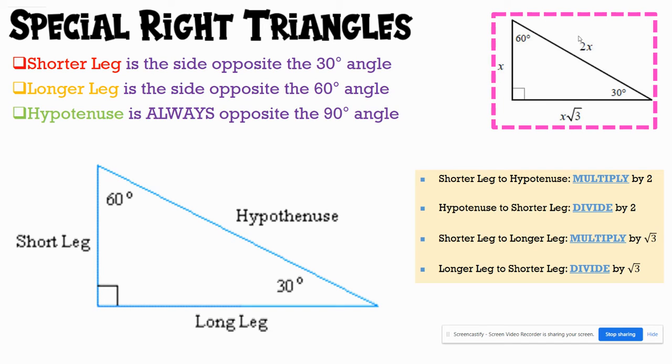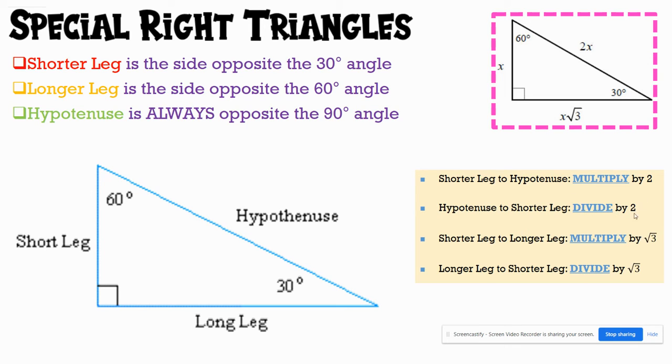Now, if you were given the hypotenuse and you want to find the short leg, say the hypotenuse was 8. So if 2x equals 8, and you want to find x, you would divide by 2, and so the short leg would be 4. So you're either doubling or taking half when you're going between the short leg and the hypotenuse. If you want to go from the short leg to the hypotenuse, you're multiplying by 2. You are doubling. If you are going from the hypotenuse to the short leg, you are dividing by 2.